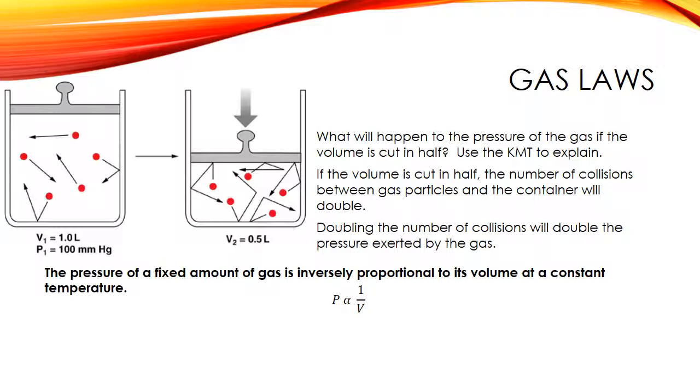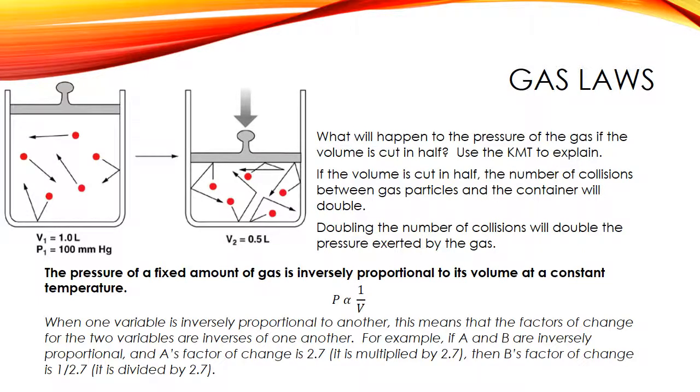So what that means more precisely, in case we're unsure what this whole inversely proportional means, is that when one variable is inversely proportional to another, the factors of change for the two variables are inverses of one another. So for example, if the variables a and b are inversely proportional, if a's factor of change is 2.7, meaning I multiply a by 2.7, then b's factor of change will be the inverse of that, 1 over 2.7, or in other words, it would be divided by 2.7.